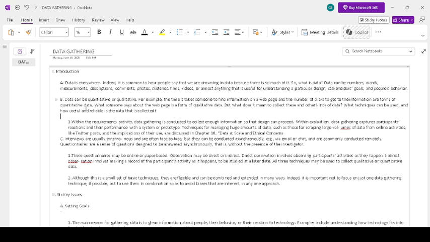Data can be quantitative or qualitative. For example, the time it takes someone to find information on a web page and the number of clicks to get to the information are forms of quantitative data. What someone says about the web page is a form of qualitative data, but what does it mean to collect this and other kinds of data? What techniques can be used and how useful and reliable is the data that is collected?